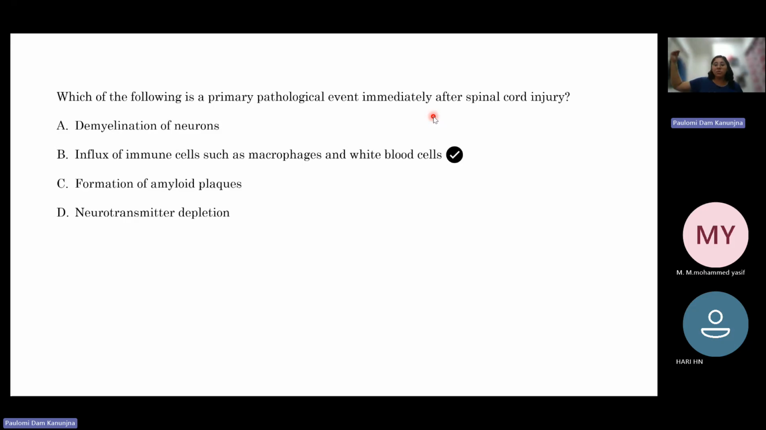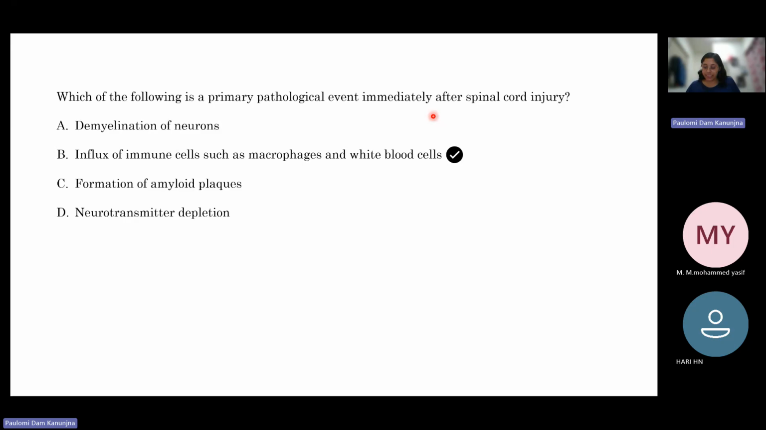You have these immune cells which come into play. They come to rescue the site of injury, and you have inflammation, which is a normal response of your body to any injury that you have. So in your spinal cord injury also, you have the influx of immune cells. That's the beginning of inflammation when you have a spinal cord injury, right?